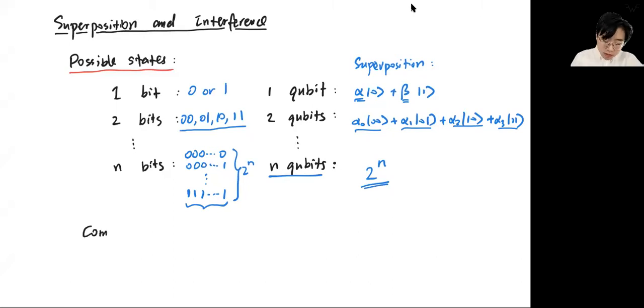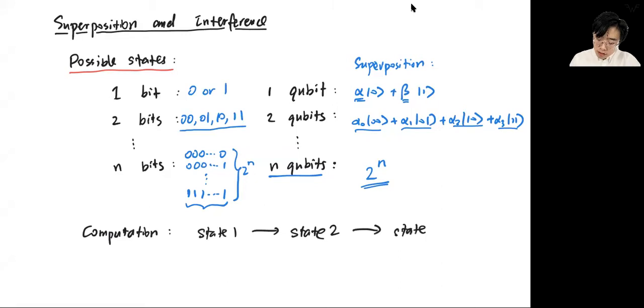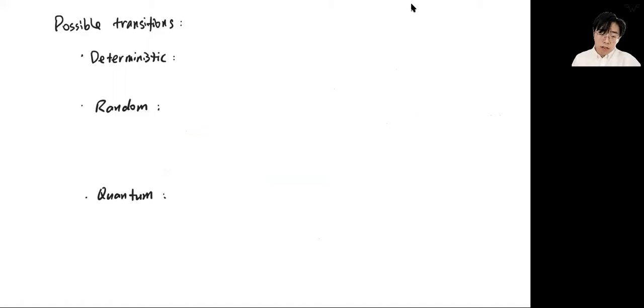Well, computation is just a transition of states. Start with state 1, state 2, and then state 3, and so on. So let's compare the possible transitions for bits versus for qubits. We're going to look at 3 types of transitions. The first one is deterministic transitions, the second one is random transitions, and finally, quantum transitions on qubits.